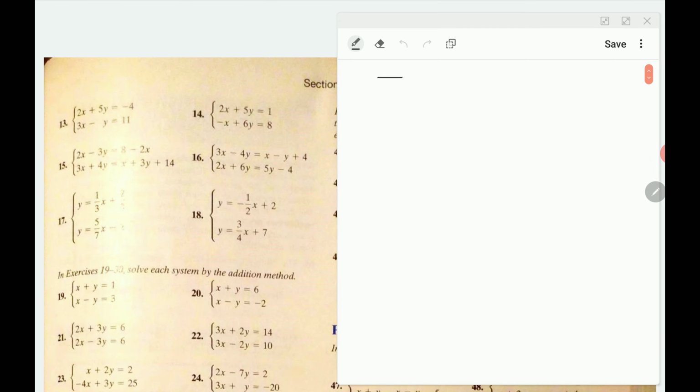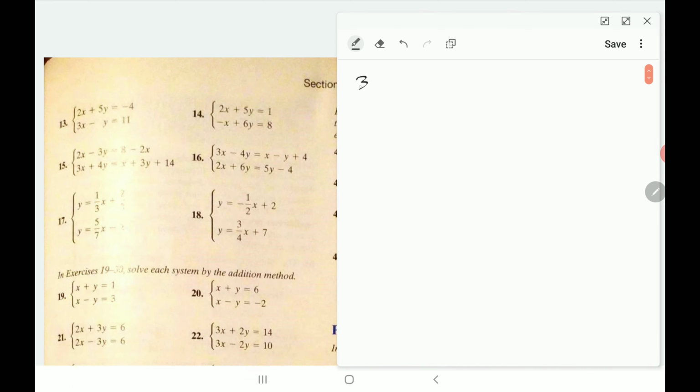So number 16, I'm going to go ahead and subtract this x over and add this y over. So that's going to give me 3x minus 1x minus 4y plus 1y equals 4, because I got rid of these two. So that's going to be 2x minus 3y equals 4. And then here I'm going to subtract this 5y over 2x. 6y minus 5y plus 1y equals negative 4.